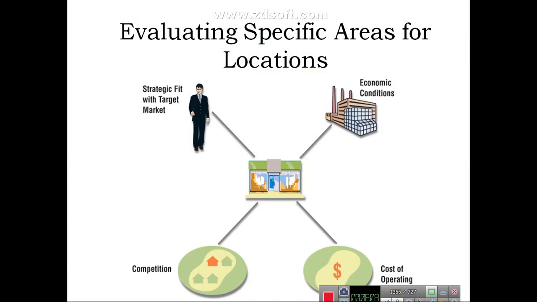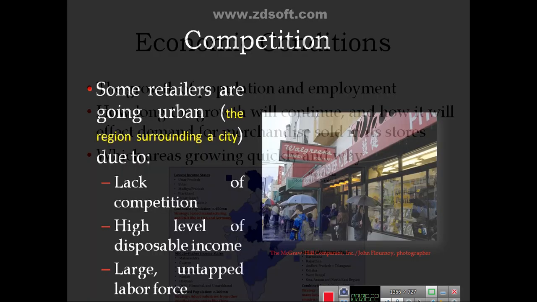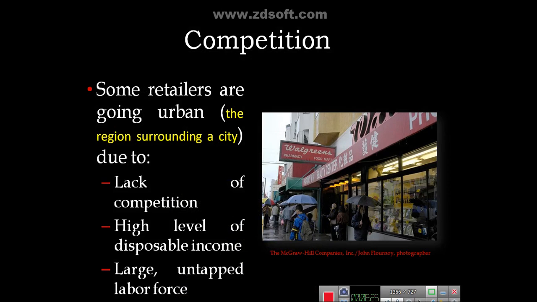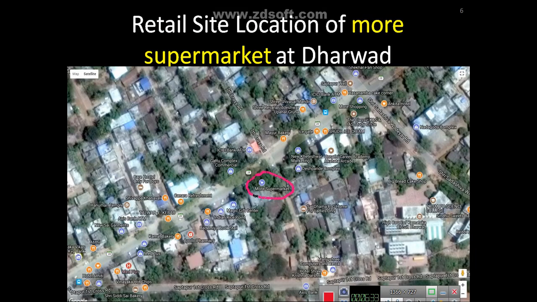Evaluating specific areas for locations. I have explained all these points. Economic conditions, you can recall the map. Then competition in the surrounding area, and strategic fit with the target market. You can again recall this image: I located the site of More Supermarket in Saptapur, Haryad Road, Dharwad, on Google Map, and I shared the same screenshot with you.